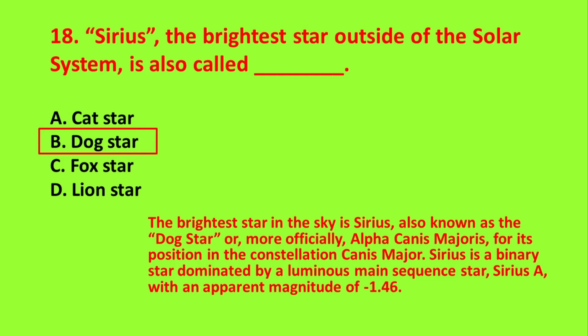or more officially Alpha Canis Majoris, for its position in the constellation Canis Major. Sirius is a binary star dominated by a luminous main sequence star, with an apparent magnitude of -1.46.